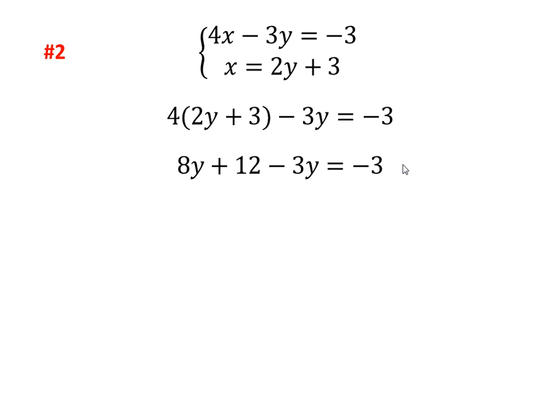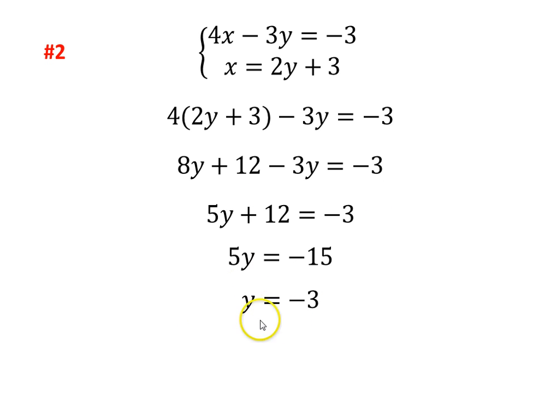Now I can combine like terms. 8y minus 3y is 5y, plus 12 equals -3. If 5y + 12 = -3, I can subtract 12 on both sides of the equation and get 5y = -15. And if 5y = -15, then y must equal -3. But I'm not done because we have to find out what the value of x is.